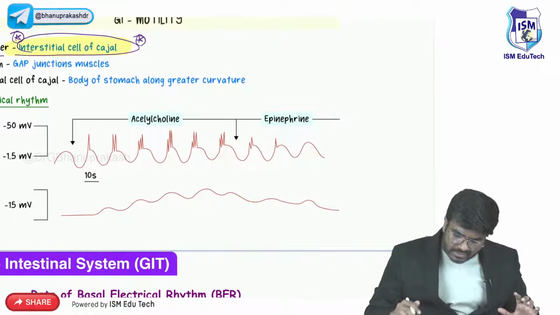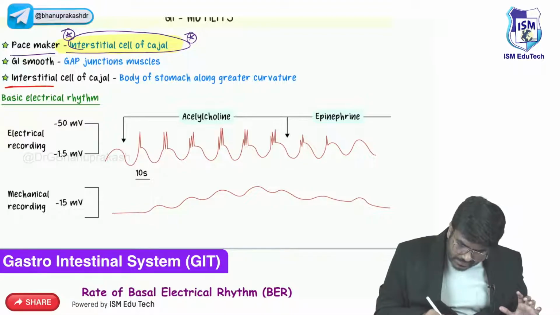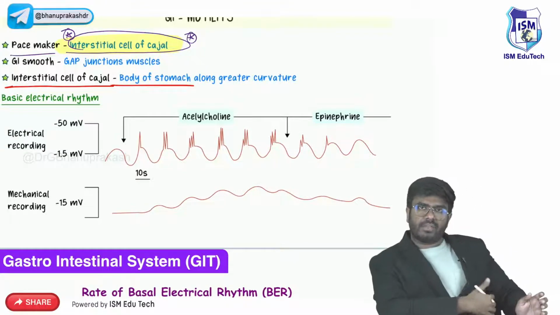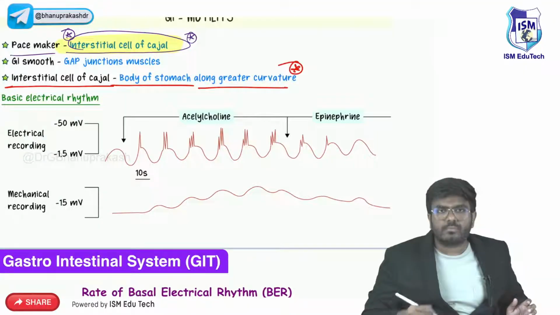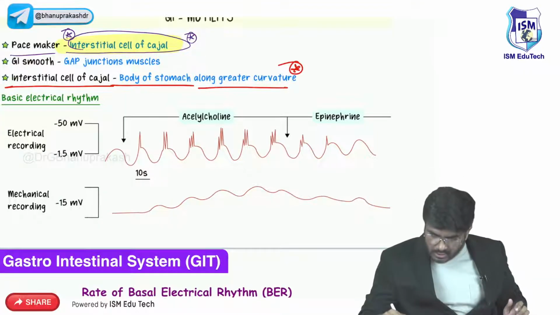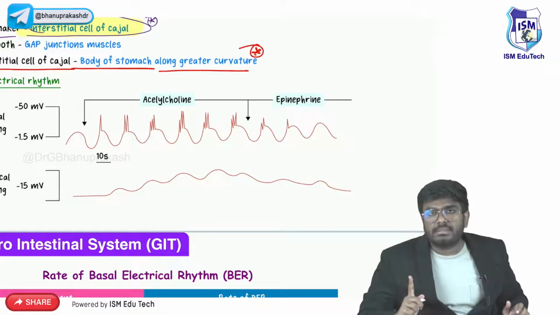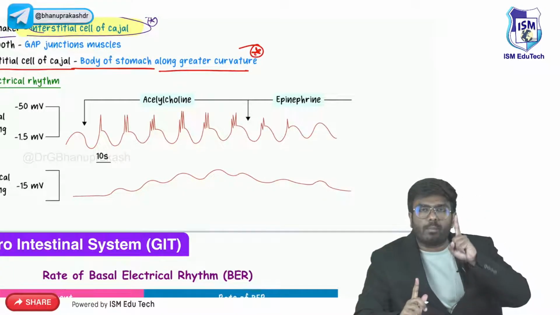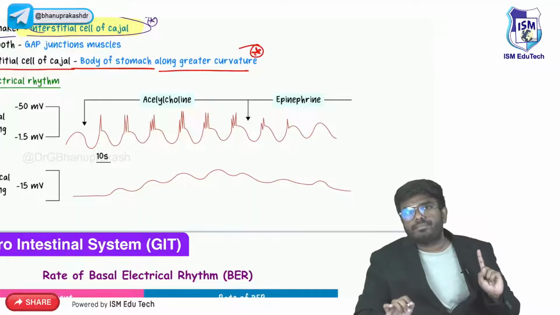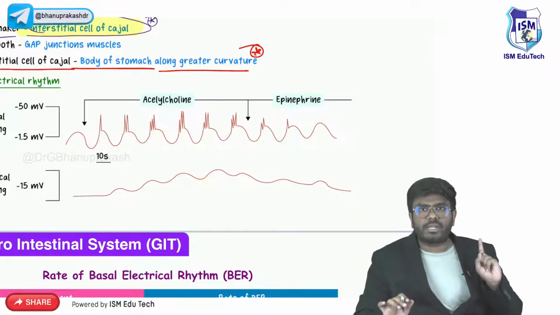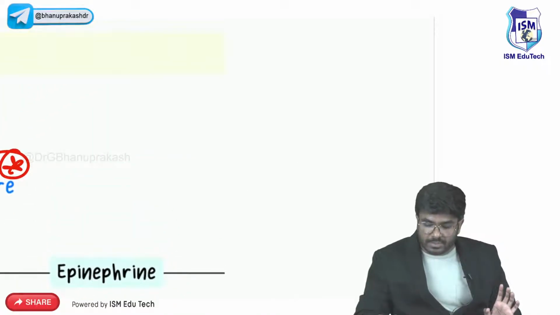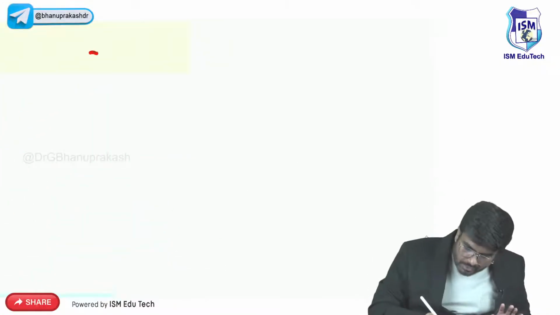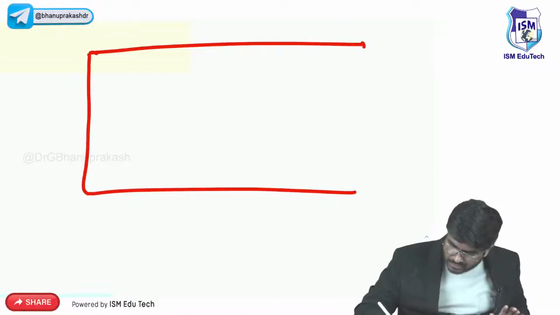These interstitial cells of Cajal extend from the body of the stomach till the colon. In the entire GIT, the most important area is this one. Questions will come from this area only, especially in FMGE exams and PG exams. Now I am showing you, this is the interstitial cell of Cajal.